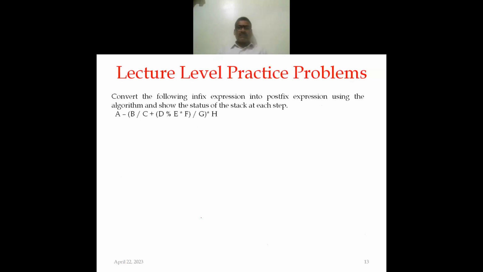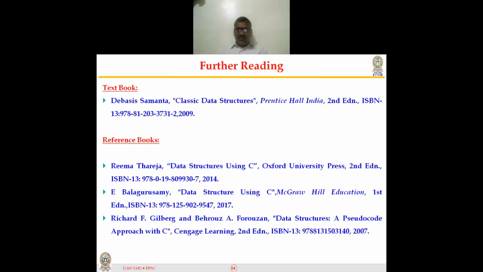Fine. So this is the lecture level practice problem. Convert the following infix expression to postfix expression using the algorithm and show the status of the stack at each step, step by step. Fine. So for further readings on this particular topic, you can refer to this. So thank you. Thank you very much.